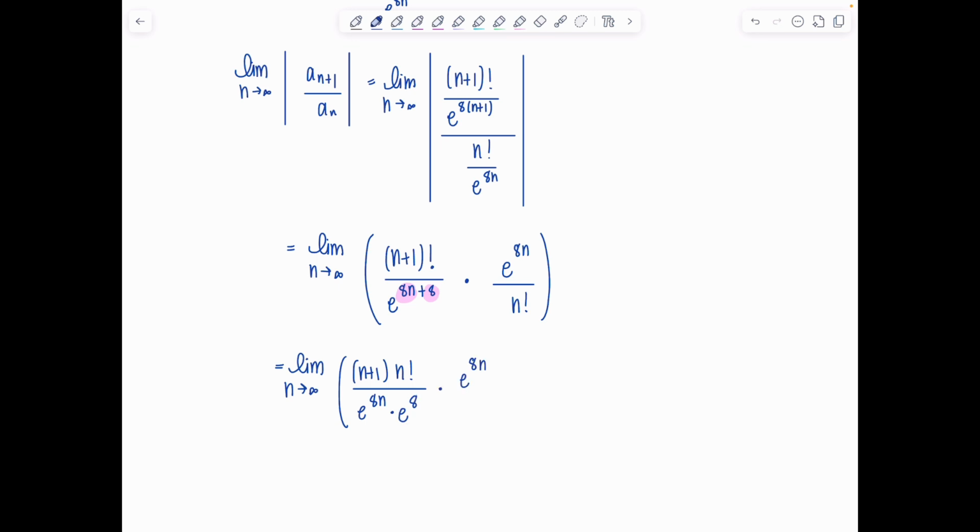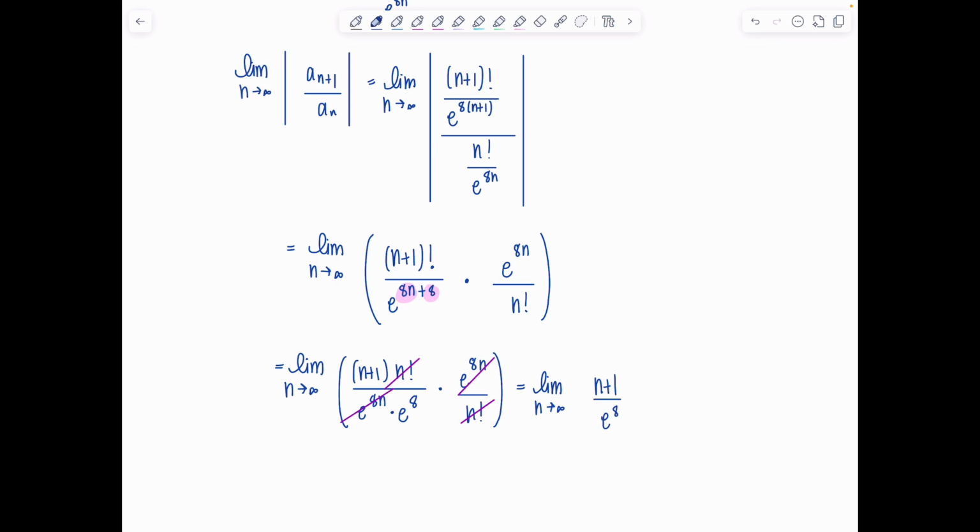Okay, perfect. Now we're ready for all the canceling fun. This is honestly my favorite part. So n factorial, gone. e to the 8n, also gone. And now we're just left with the limit as n approaches infinity of n plus 1 over e to the 8th.